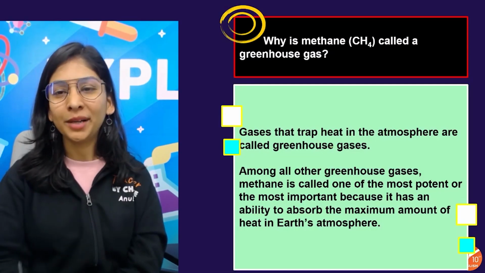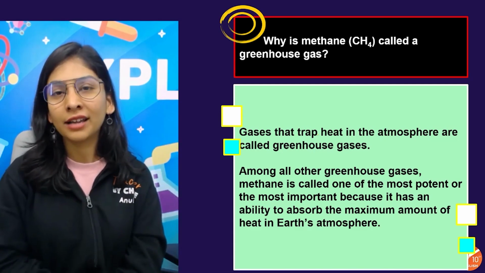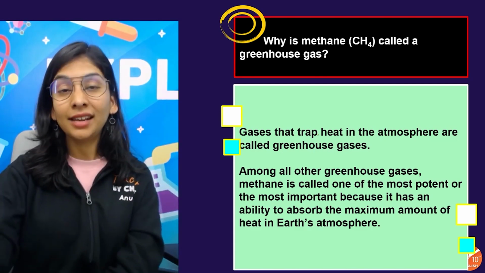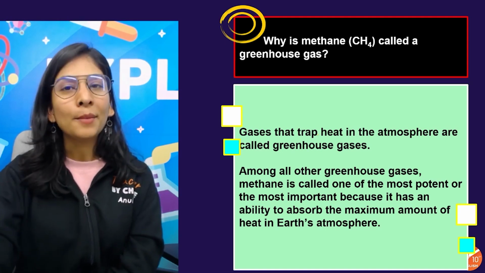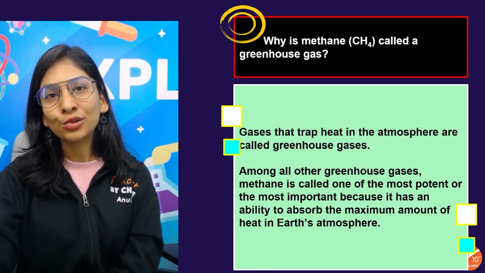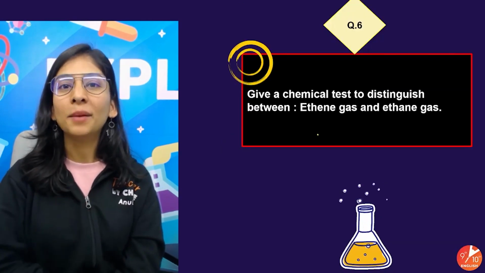I think you know it pretty well. Gases that trap heat from the atmosphere are called greenhouse gases, and methane is one of them. So that's a good fuel, but it is a greenhouse gas too, so we should use it properly and keep that point in mind also.